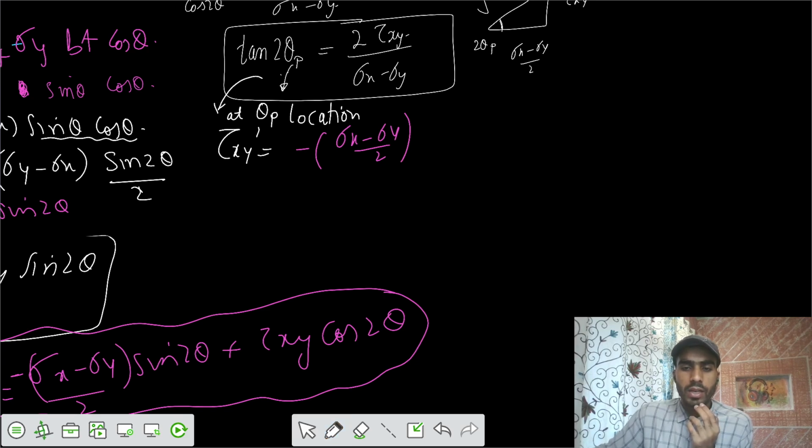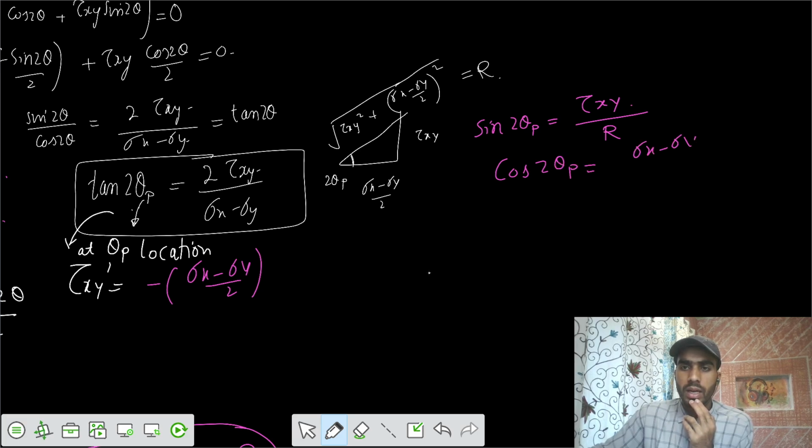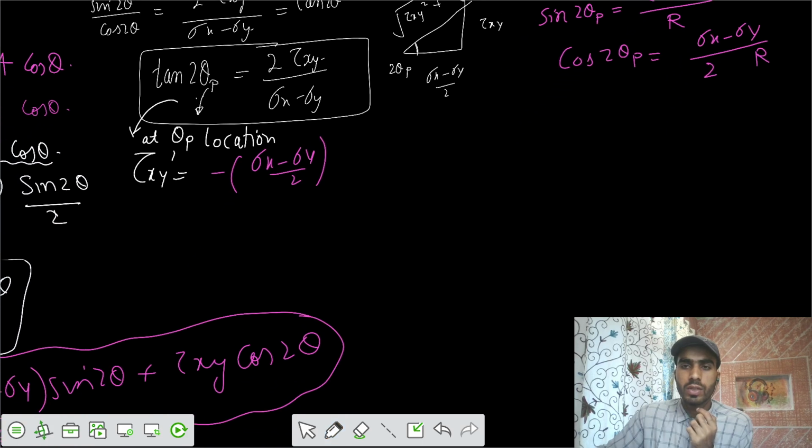Can you get the value of sine 2 theta from this triangle? Now your theta becomes theta p, sine 2 theta p. That's perpendicular by hypotenuse, so tau xy by r. Similarly, cos 2 theta p is sigma x minus sigma y by 2, divided by r, base by hypotenuse. So we got the value of sine 2 theta and cos 2 theta.